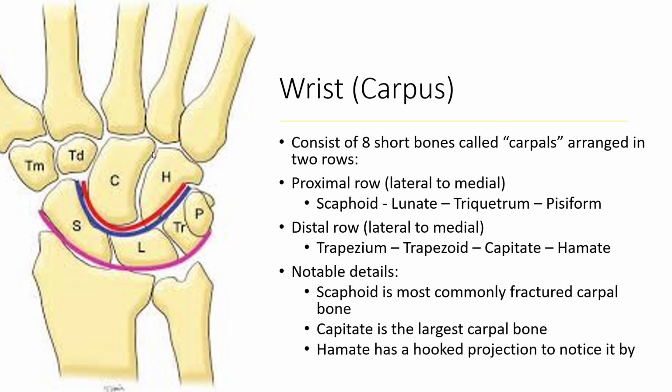And then trapezoid. Capitate is the enormous vertically oriented one in the middle, and then the hamate, which is kind of hammer shaped. You can kind of see the handle and then the club of a hammer. That might help you. Not sure.